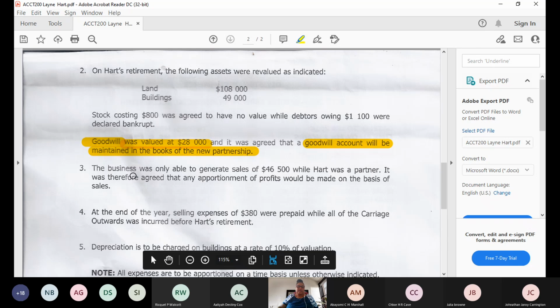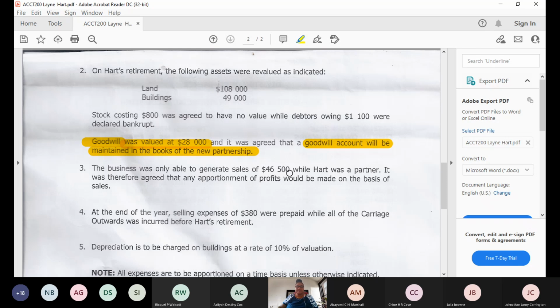Number 3, the business was only able to generate sales of $46,500. Walhart was a partner. So Walhart was there. They were only able to generate $46,500 in terms of sales.